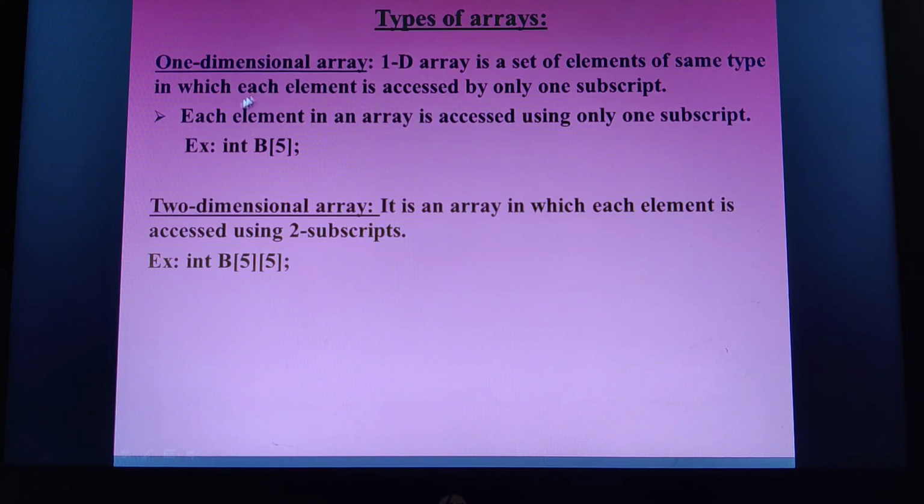I hope you are getting the difference. One-dimensional arrays are sets of elements that can be accessed by only one subscript, whereas two-dimensional arrays are those where we access the elements using two subscripts. Such an array we refer to as a two-dimensional array.